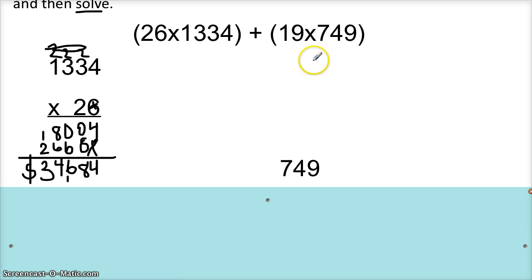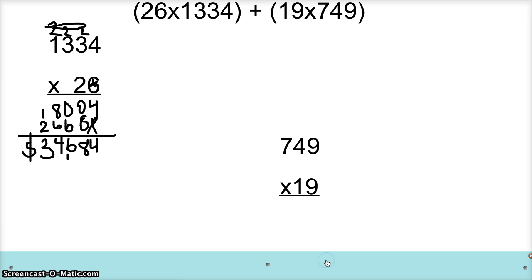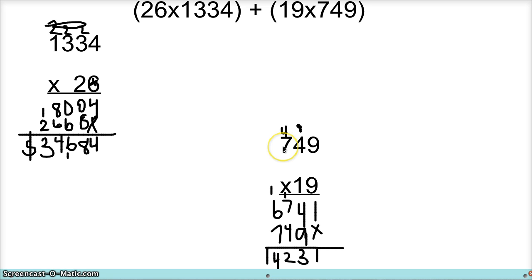So then we need to do the second part, 19 times $749. So you solve this one out, pause the video while you do it, and then restart it when you're ready for the answer. Okay, when I multiplied, I got 6,741 for my first row. I scooted over, and then I multiplied and got 749 with a 0. So when I added it all up, I got 14,231.